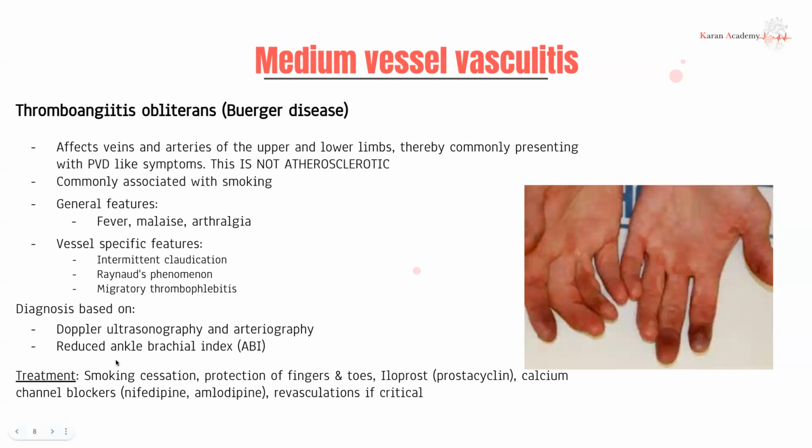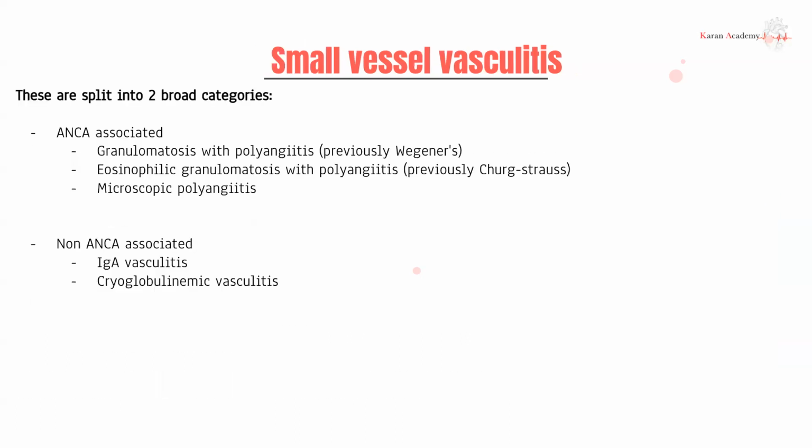The treatment is firstly smoking cessation, and protection of fingers and toes because they are at a higher risk of frostbite and whatnot. You can use iloprost, which is a prostacyclin, which can open up those blood vessels. Calcium channel blockers, especially peripherally acting calcium channel blockers, like the pines. So nifedipine, amlodipine are all good because they cause peripheral vasodilatation. And then you can often have to do revascularization if there's critical stenosis.